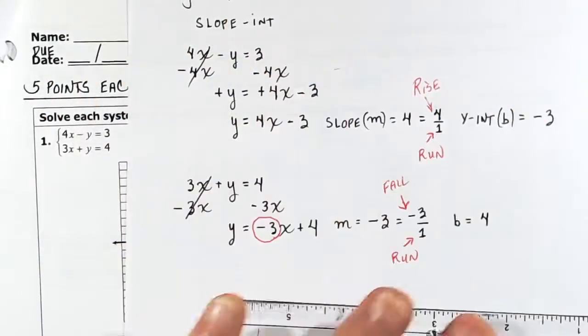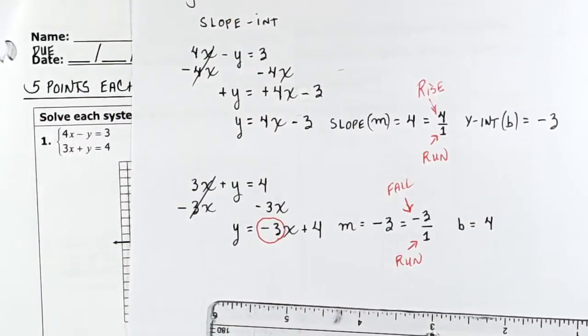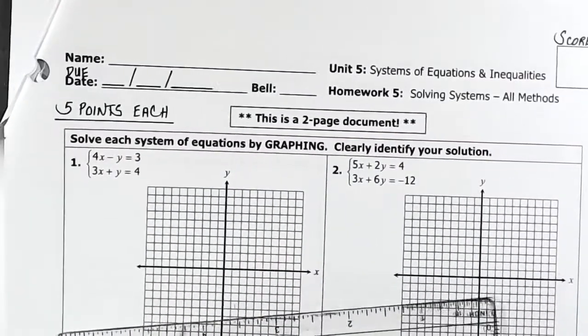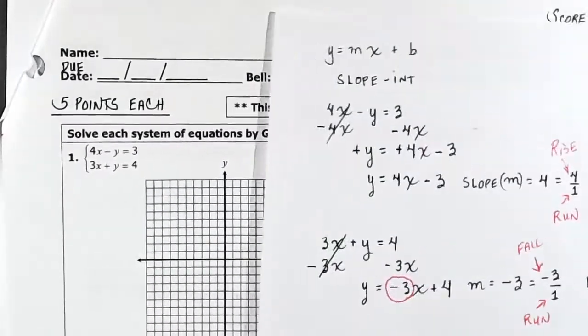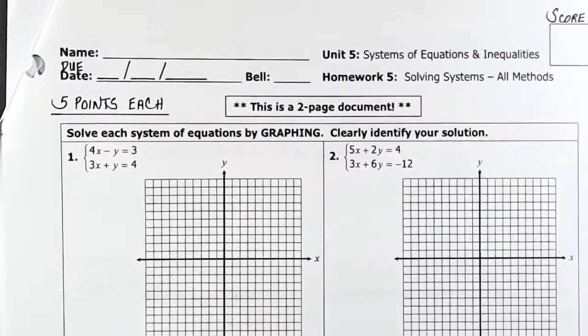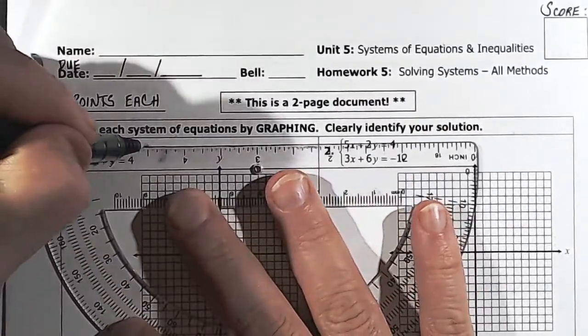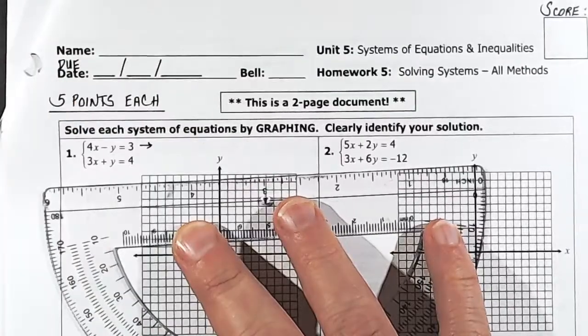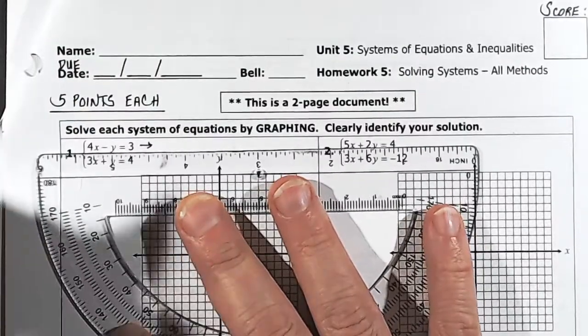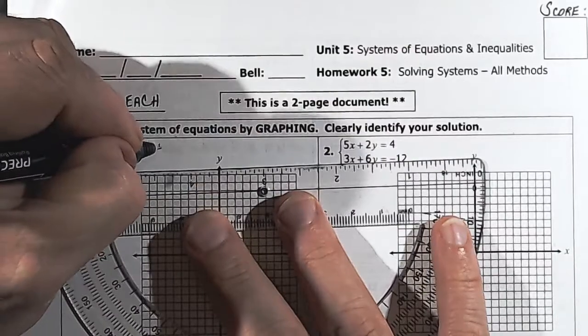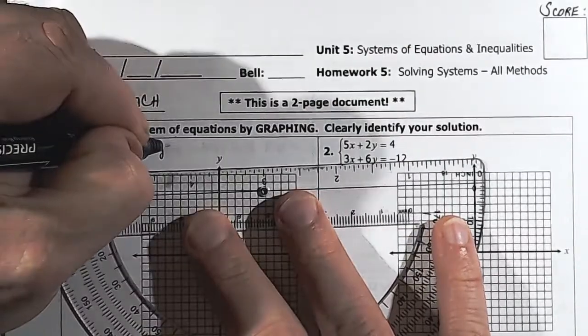Well, now that we've solved these equations like this, let's go back to our worksheet and let me show you what to transfer over. First, let's transfer the slope-intercept form of the first equation. All right, let's write this arrow here to show that we're just rewriting. And let's write y equals 4x minus 3.